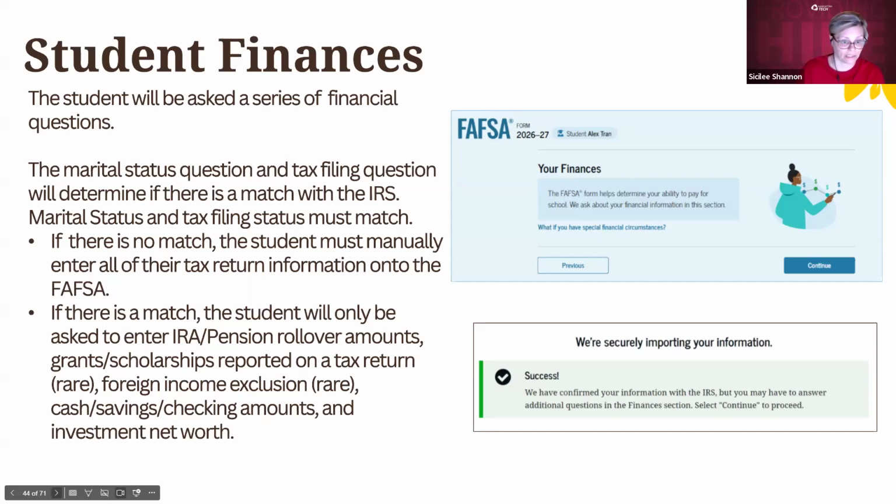If there is a match, you're going to be asked to enter some specific questions, such as if you had foreign income, which is rare. It's going to ask you how much you have in your cash, savings, and your checking accounts. And it's going to ask you some additional questions regarding like investment net worth. And then you may have to also answer some questions about IRA and pension rollovers, as well as grants and scholarships.